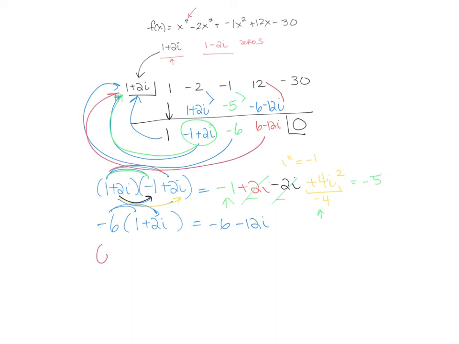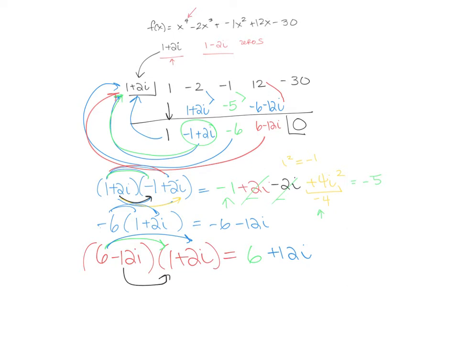So we're going to have 6 minus 12i times 1 plus 2i. This one we have to do a lot of distributing. So 6 times 1 is 6. 6 times 2i is going to be plus 12i. Negative 12i times 1 is negative 12i. And then we have negative 12i times 2i is going to be negative 24i squared.